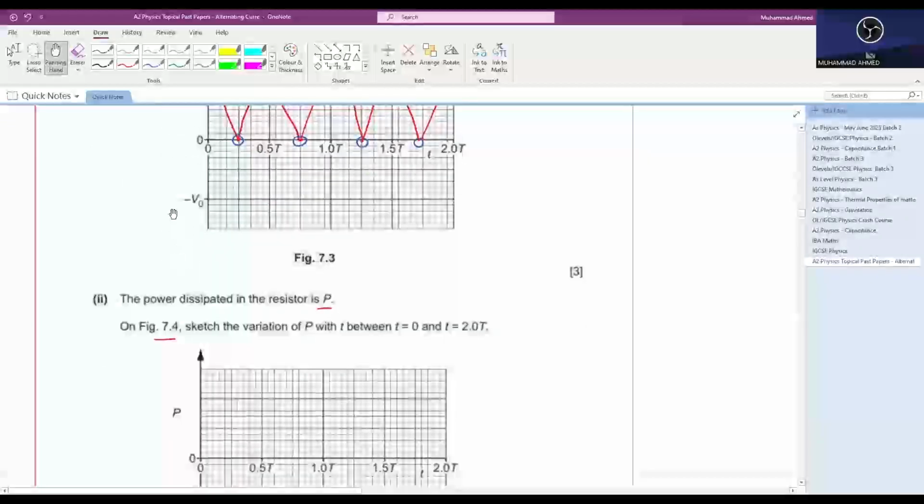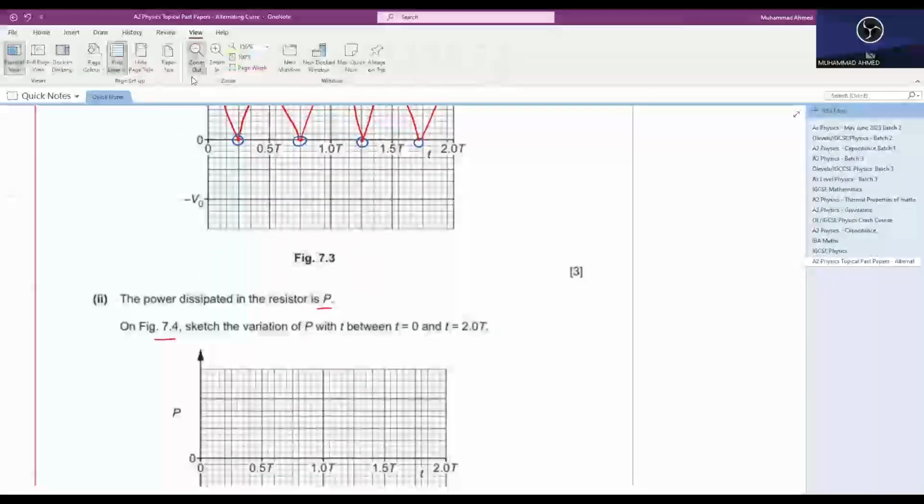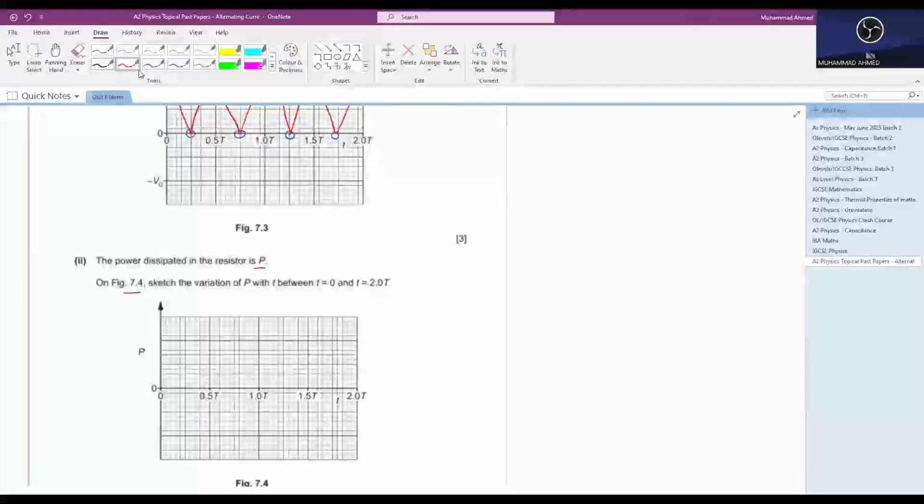So let's mark them. One thing that I can do here, I can minimize this so that both of them come in one screen. 1, 2, 3, 4, 5, a 0 point here. So at all the points where the voltage is 0, you have your power as 0.